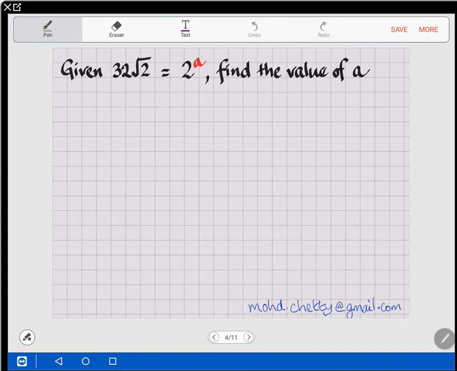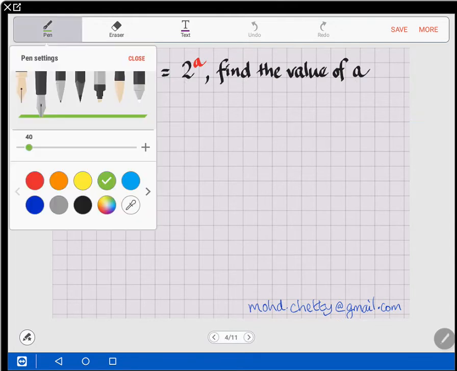Nous move à notre question. Très intéressant cette question. Right. 32 to the power of 2 is equal to 2 to the power of a. Find the value of a.